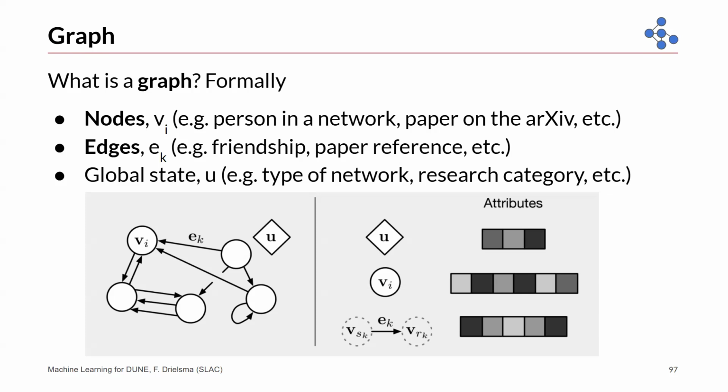And then the global state is information about the graph as a whole. So if you look at the entire graph and you characterize it by a set of information, for instance, the type of social network, it might be a work social network, it might be a friendship social network. This will be encoded in the global state of the graph.